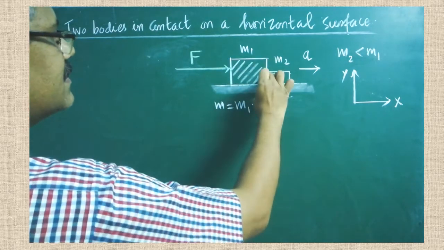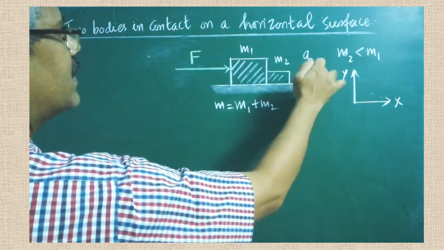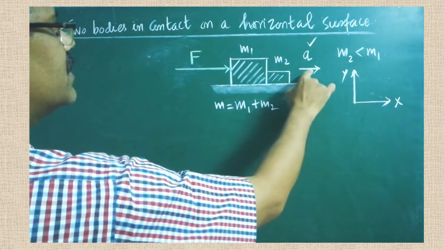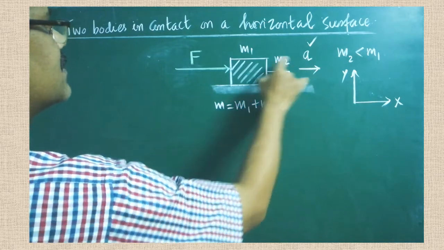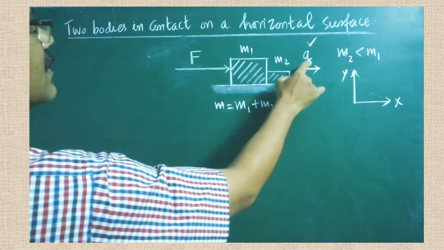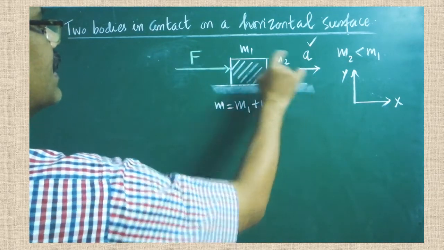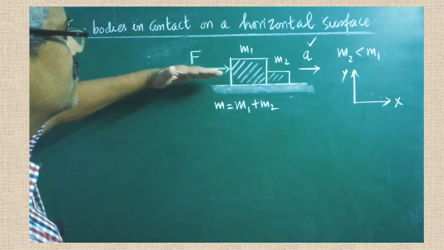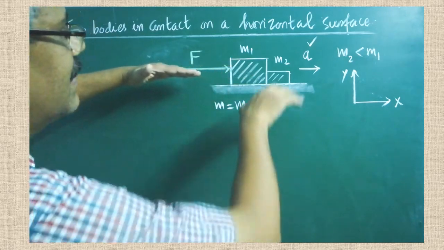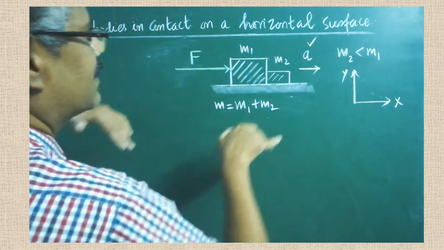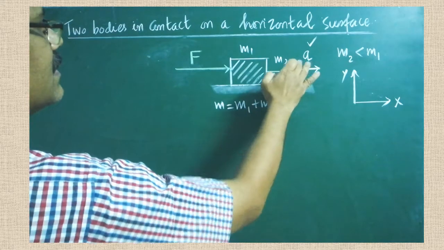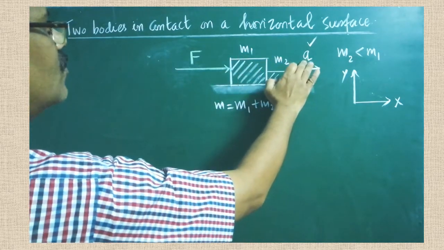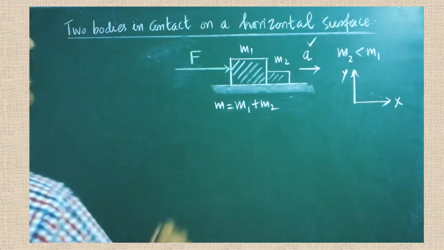Both bodies, since they are in contact, will be moving together, and when they are in motion, definitely they will have acceleration because of the application of the force. Therefore the acceleration can be calculated. Are you clear? Now force is acting in this direction, and acceleration is also acting in the same direction. So we are going to calculate the acceleration of the system. Both are moving with the same acceleration, no? The total acceleration can be calculated.